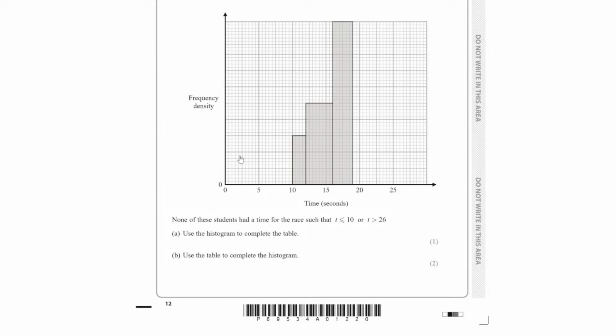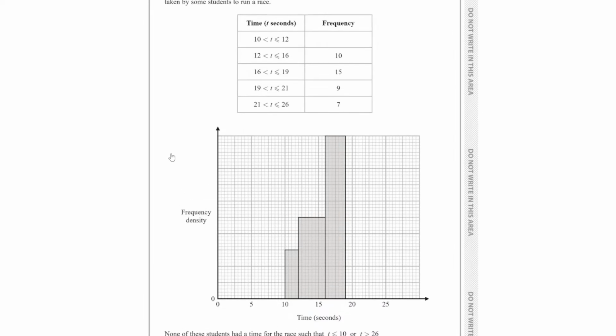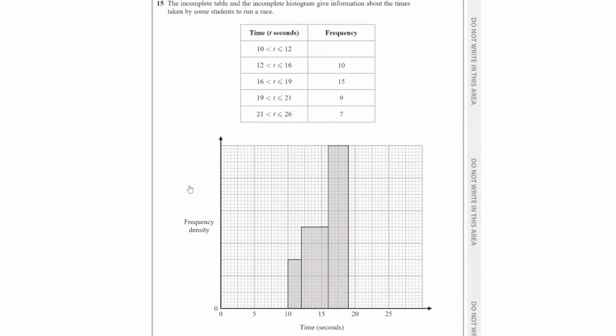So there's nothing over here on the histogram, that's fine, that just needs to stay blank. Or the time is greater than 26. So we're missing between, well, it looks to be about 19 to 26, aren't we, on the actual histogram. So part A, use the histogram to complete the table, and then part B, use the table to complete the histogram. So let's have a look, see if we can see all of that. So they've said use the histogram to complete the table.